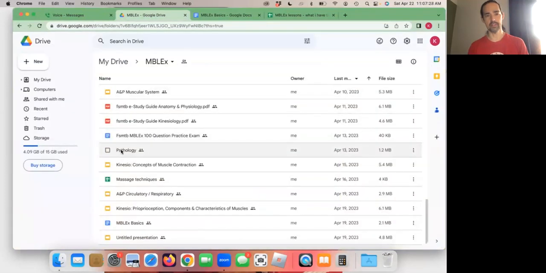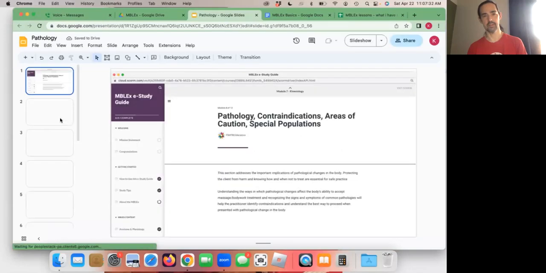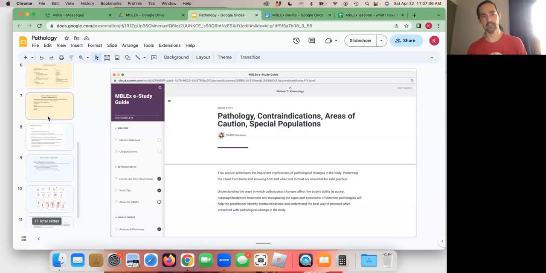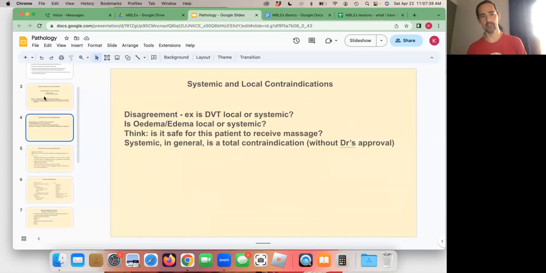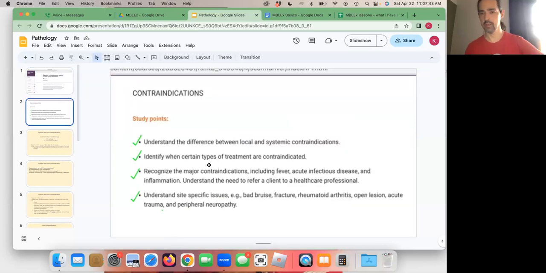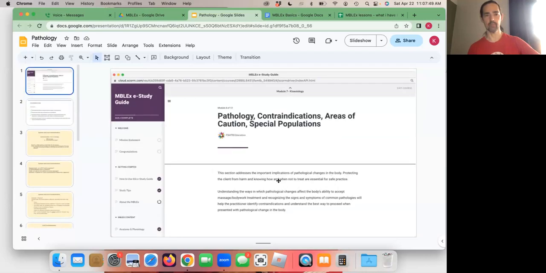Now, pathology and medications. We're going to get into a little bit of referred pain today, because that is a section on the pathology module.